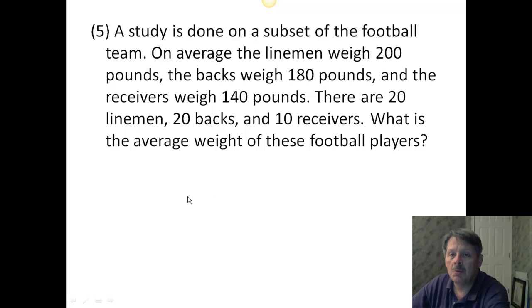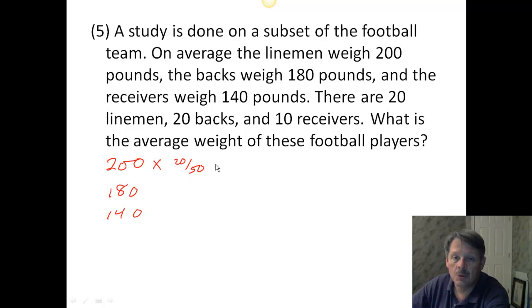How about number 5? All right, we have an average lineman weighing 200 pounds. We have 3 different pieces of this. So we have 200-pound people, we have 180-pound people, and we have 140-pound people. And what do we have? Well, we have 20 linemen, 20 backs, and 10 receivers. So we've got a total of 50 people. So if I have 20 linemen out of 50, 20 out of 50, which is equal to 2/5, or is equal to 0.4.